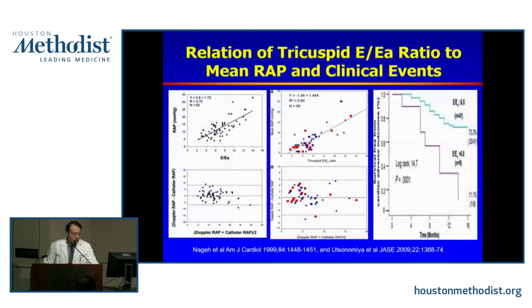Example for tricuspid E to E prime and its correlation. Importantly, this is a group of patients unselected. This is a group of patients with pulmonary hypertension showing very decent correlations between the tricuspid E to E prime ratio and mean RAP, and also that 6 cutoff that we talked about predicting outcome in that patient population.